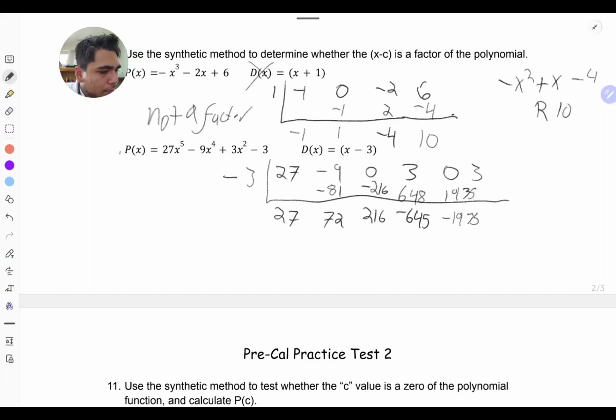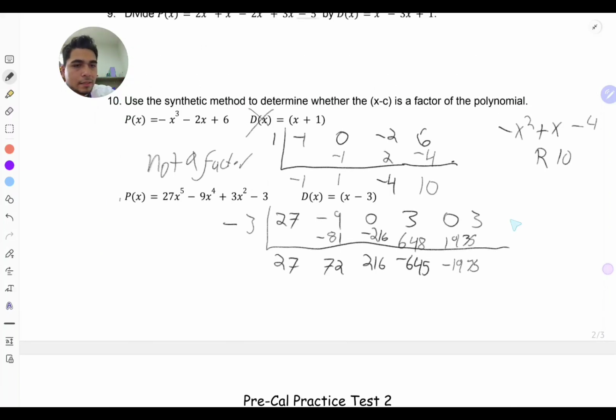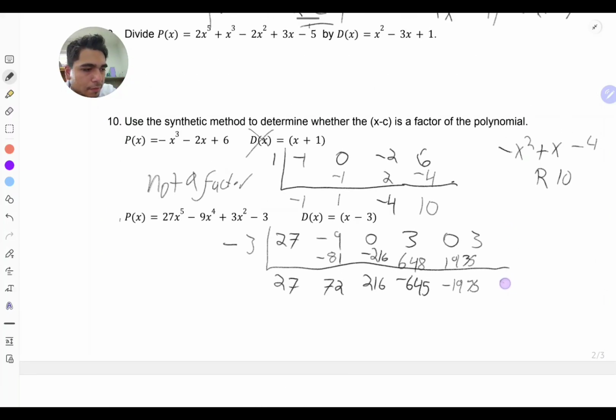1935 times negative 3 gives us a remainder of... Oh, wait, my bad. 1935. That times that is just, sorry.